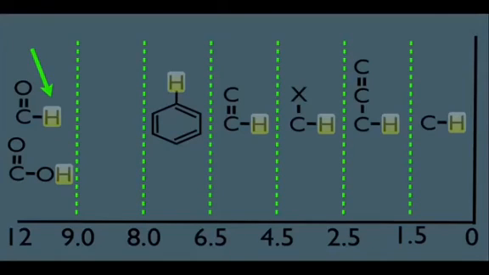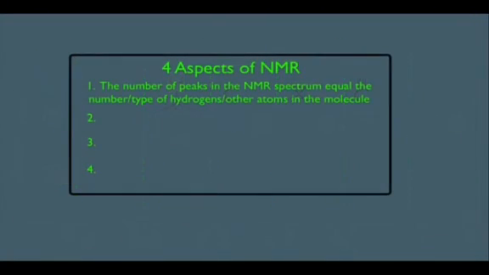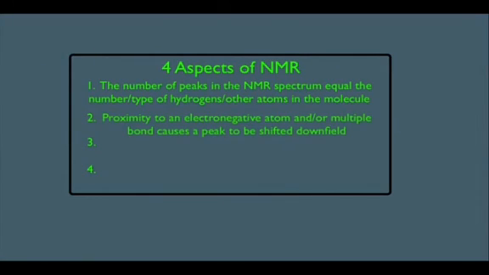So what's it all about here? Second aspect of NMR. That is number 2 here: proximity to an electronegative atom and/or multiple bond causes a peak to be shifted more downfield.